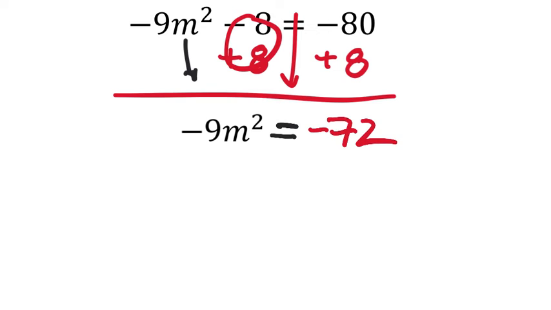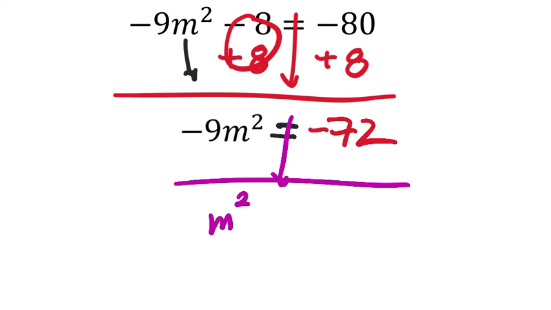Okay, last thing here. We just want the m squared to have a phantom 1 coefficient, so the negative 9 coefficient will become a 1 by dividing it by negative 9. If I do it to one side, I have to do it to both sides. So negative 72 divided by negative 9 is 8. It's positive 8.